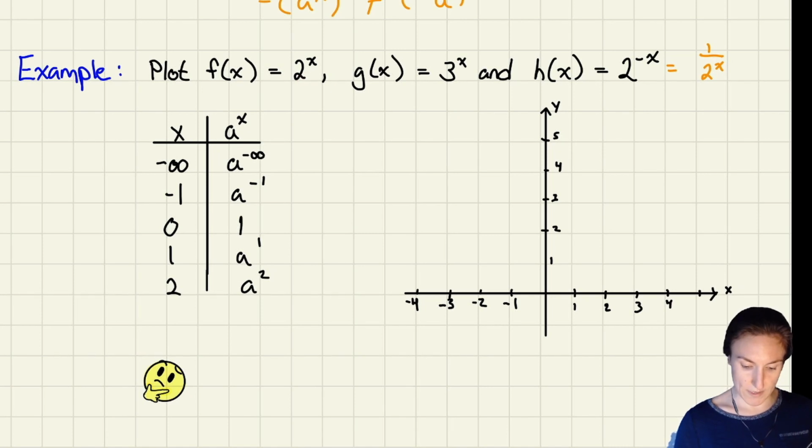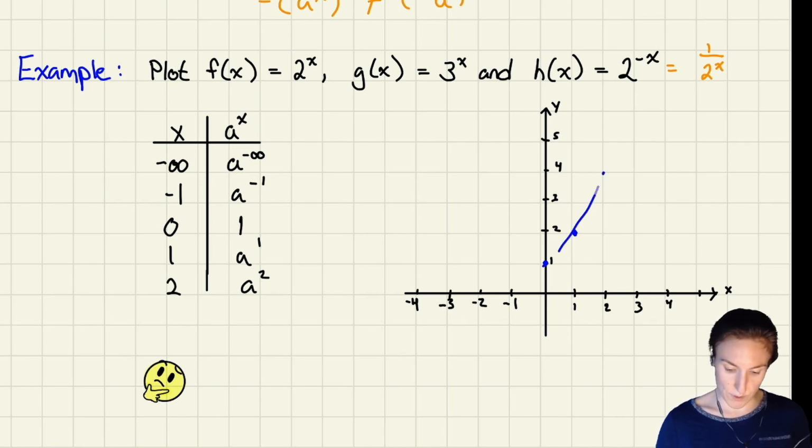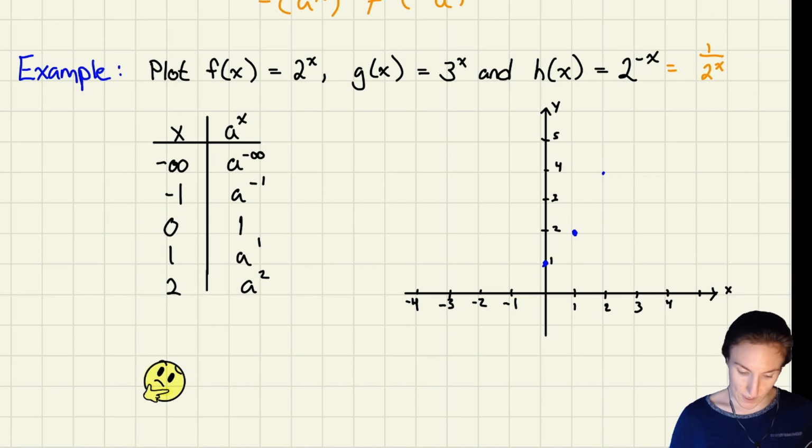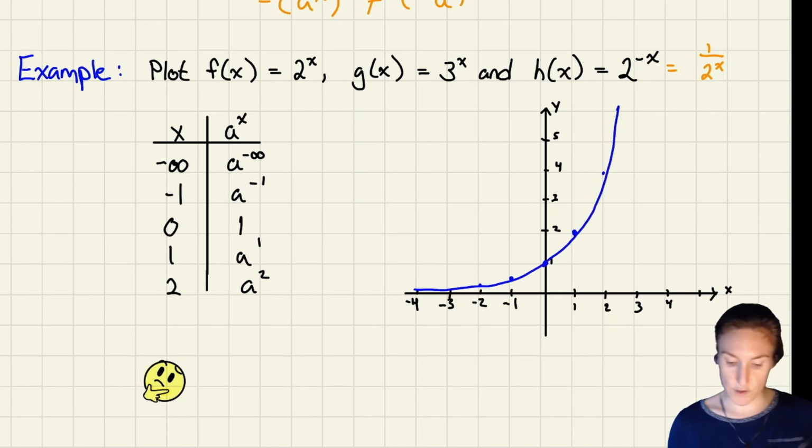So for our two cases where a is positive, we're both going to start at x equal to 0, and they're both going to be equal to 1. Okay, so we're going to be here. If x is equal to 1, we have a to the 1. So in the case of 2, we would be at 2. And then if we have 2 squared, we would get 4. Okay, so things would keep getting bigger and bigger. On the other side, if we had a to the negative 1, that means 1/2, so we would be here. If we had negative 2, we would be even smaller.